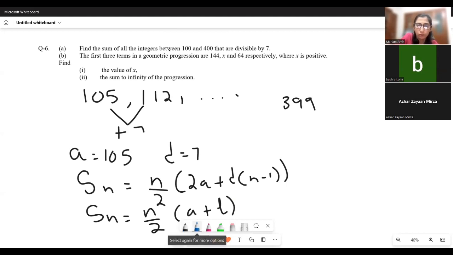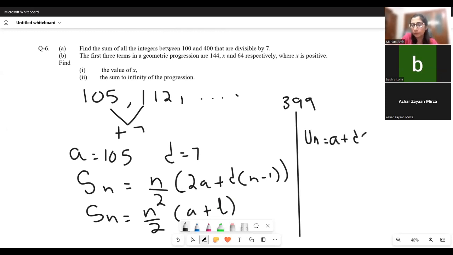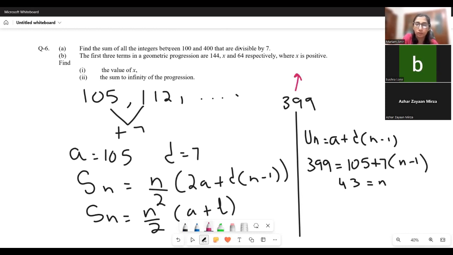Okay, I'm going to use the nth term formula. The nth term formula is a plus d times n minus 1. And I'm going to enter the last term here. 399 is the last term. First term is 105. The difference is 7 times n minus 1. Solve this for n. So 399 minus 105 divided by 7 is 42, and then plus 1, 43. So n is coming out to be 43. So this is the 43rd term.